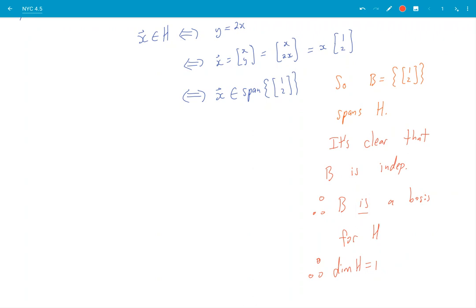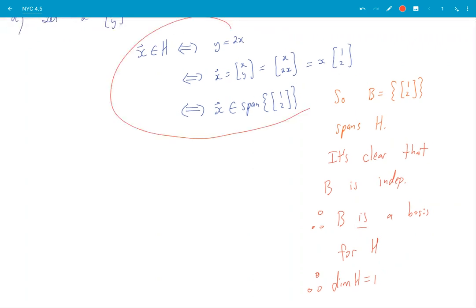So my argument in blue right here tells me that B spans H. I just state the obvious, that B is independent, and that's it. So B is a basis, it has one vector, so dim H is 1.